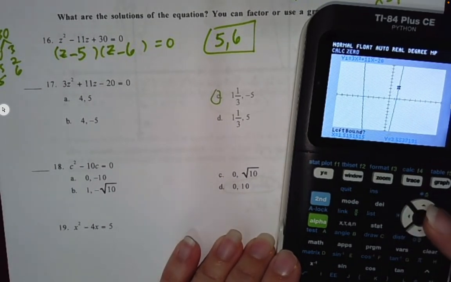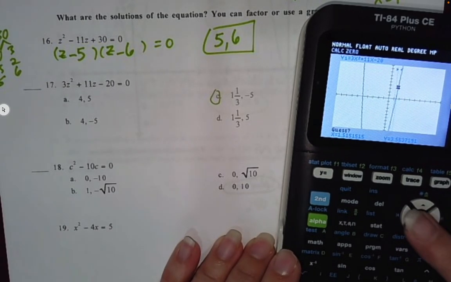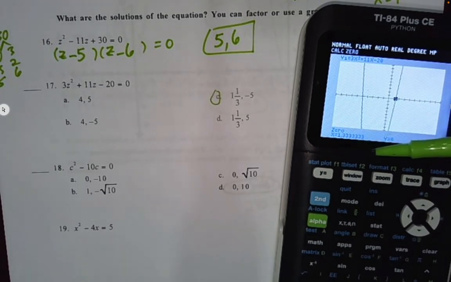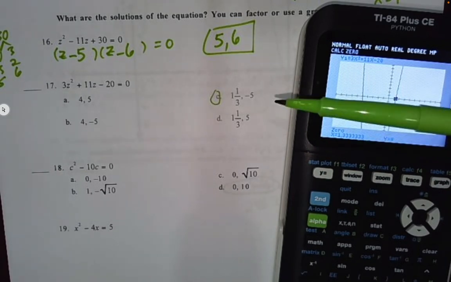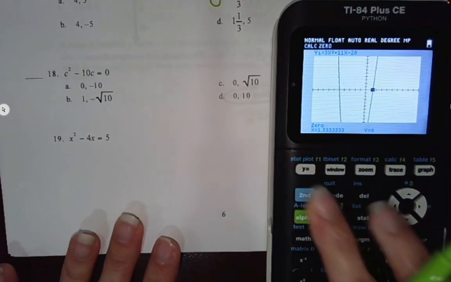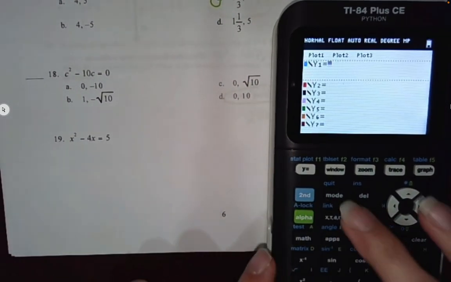But if you wanted to find the exact thing, just press second trace and find that zero. So this is the zero. I go to the left, enter, the right, enter, and back to it. And it says 1.3 repeated. Well, y'all, that is 1 1/3, okay? Is everybody okay with that one?